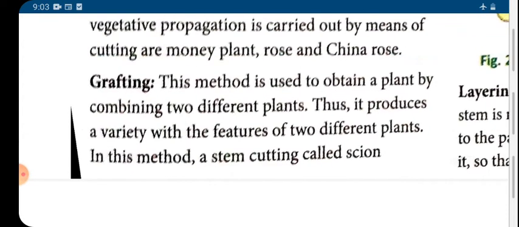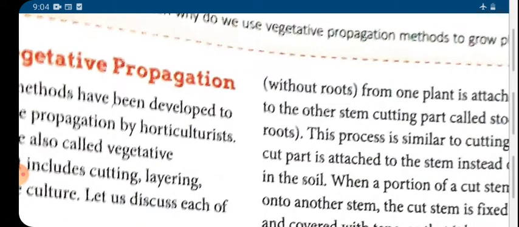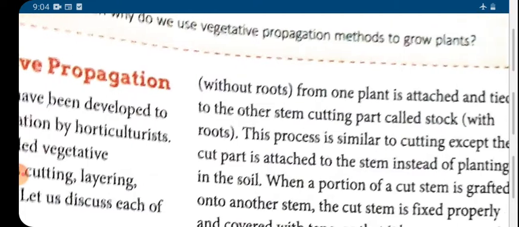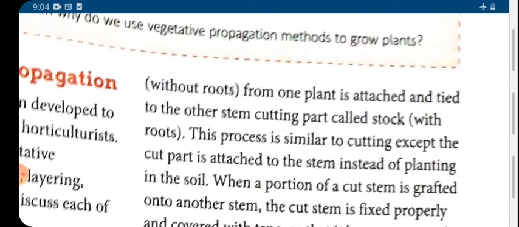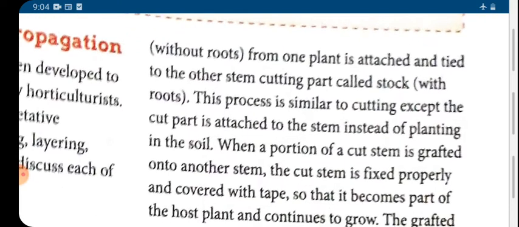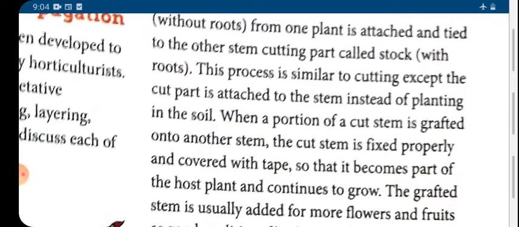In this method, a stem cutting called scion, without roots, the upper part of the stem without root, is called the scion. From one plant we take the scion, and then we attach this scion part and tie it to another stem cutting part which has roots, that is called the stock. So we just attach the scion with the stock. This process is similar to cutting. It's the same as cutting except the cut part is attached to the stem.